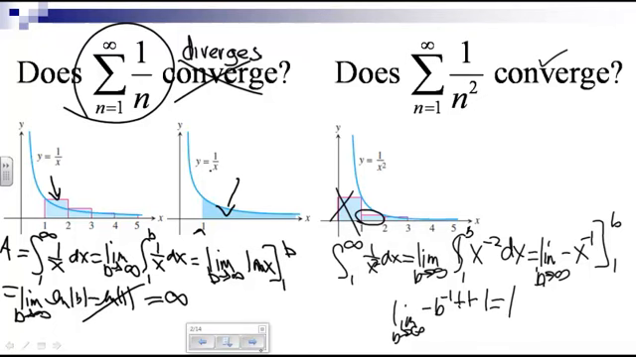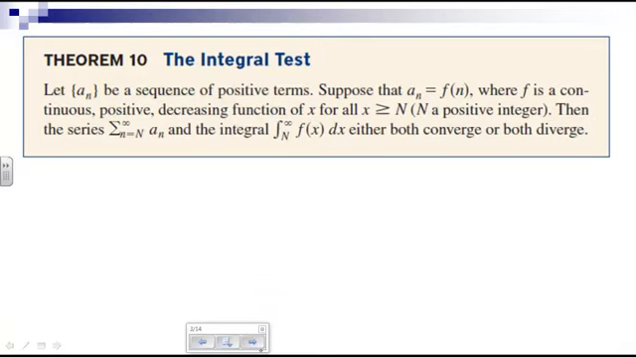So, can we take this idea and write it up in a more rigorous fashion? And the answer is, here it comes. Theorem number 10, the integral test. We start with a sequence, a sub n. By the way, we do have some restrictions. The sequence that makes up the series needs to be positive and decreasing. The function that we get from the a sub n sequence needs to be continuous.